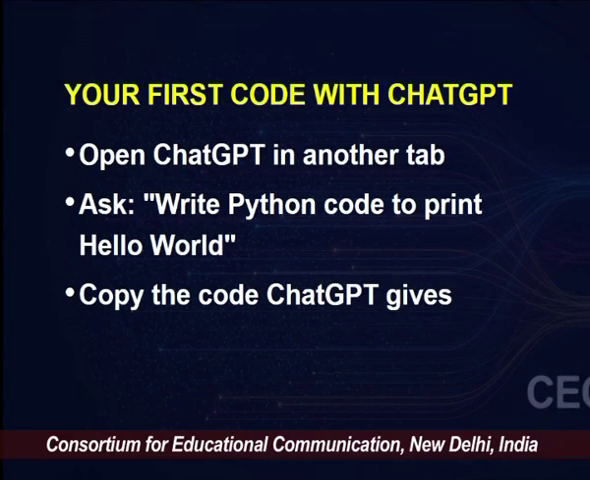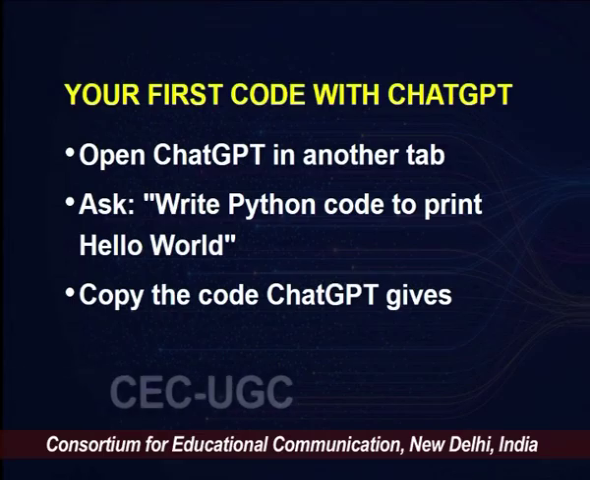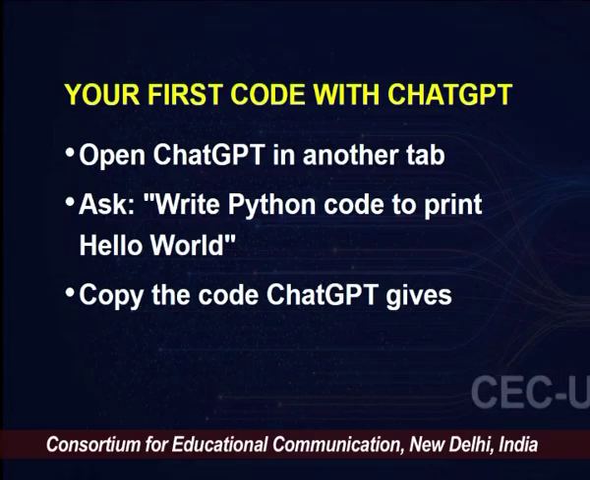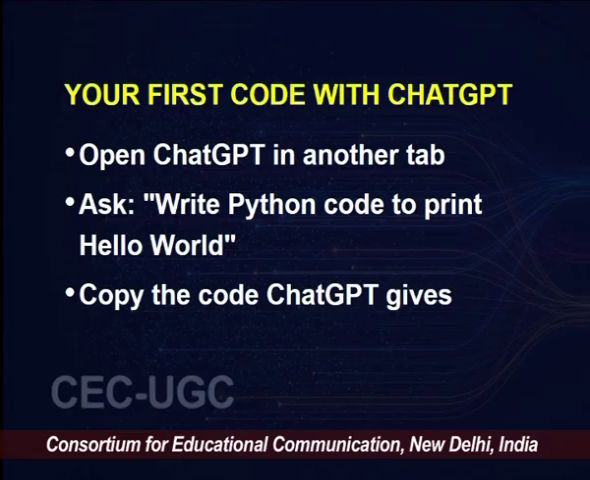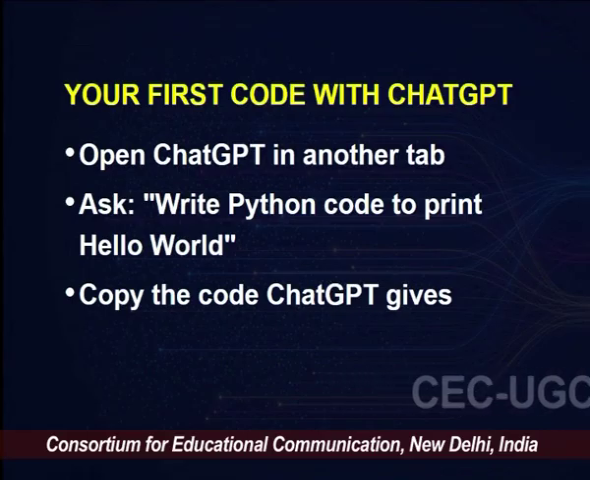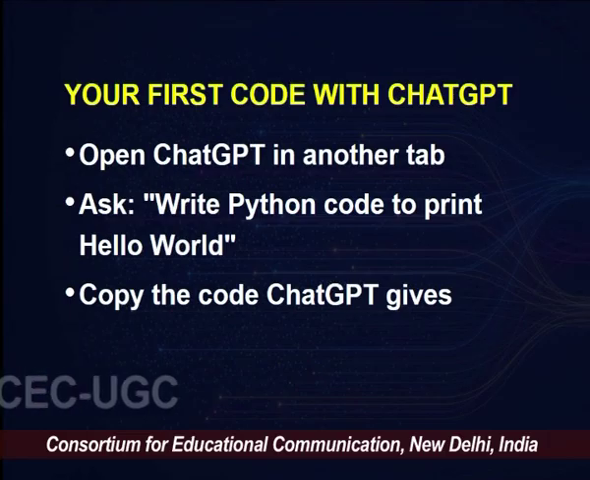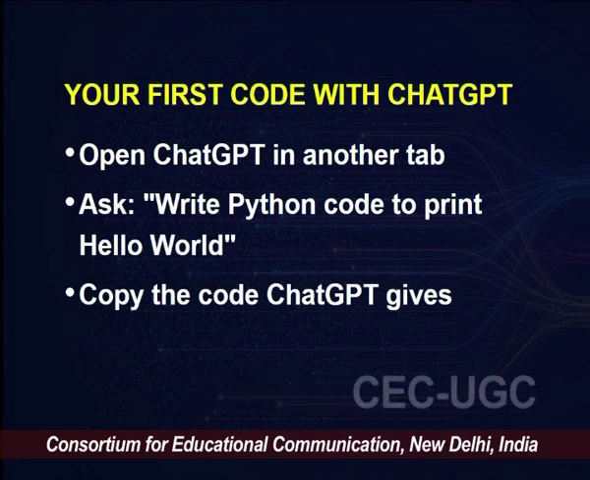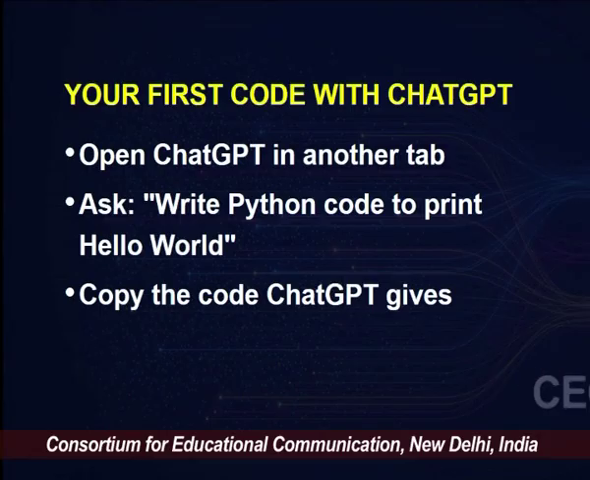So, your first code with ChatGPT. Now let's understand how we can use Google Colab and ChatGPT to do data science. So let's begin with a first code with ChatGPT. I ask you to open ChatGPT in another tab, open Google Colab in another tab, so both screens are available. I ask you to write Python code to print hello world. Copy the code which ChatGPT gives. So your first code with ChatGPT is very simple.